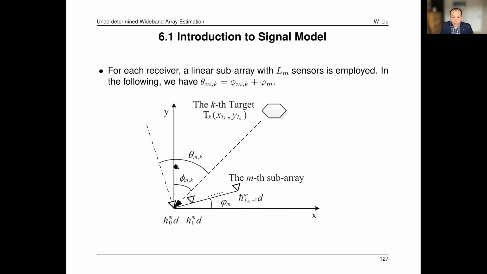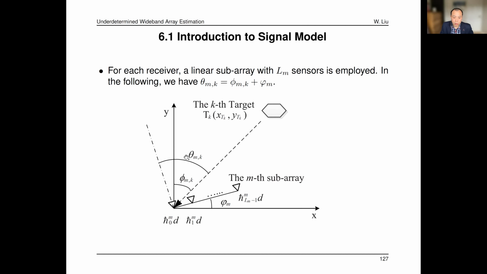And also for each target, you have this angle theta_mk. This is measured relative to the broadside of the array. So this is a linear array, and this is the broadside direction of this linear array. So this theta_mk is measured relative to this broadside.